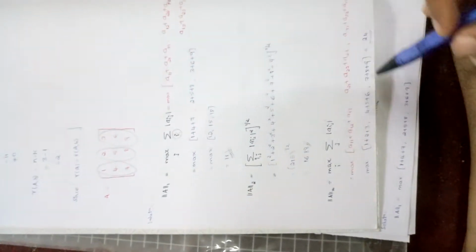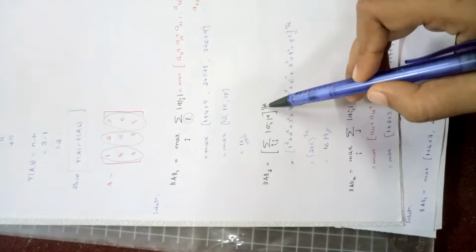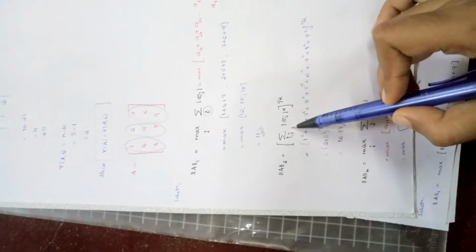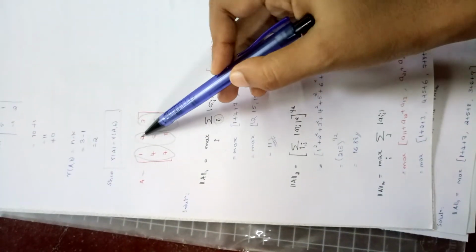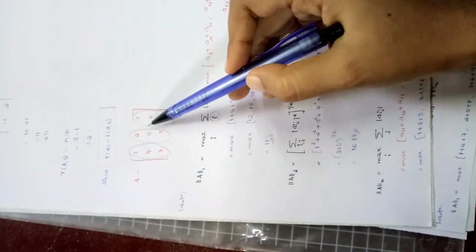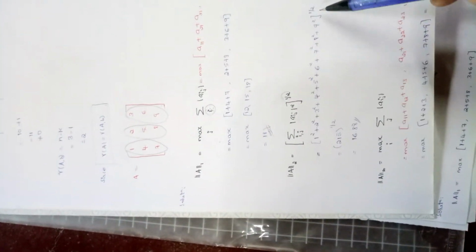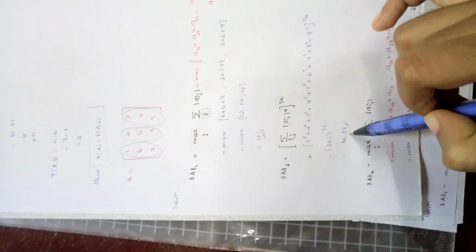Next is the Euclidean norm, summation of mod aij square, whole power 1 by 2. Here both rows and columns change, so we add the squares of these numbers, that is 1 square plus 2 square plus 3 square plus 4 square plus 5 square plus 6 square plus 7 square plus 8 square plus 9 square, whole power 1 by 2. So we get this to be 16.88.